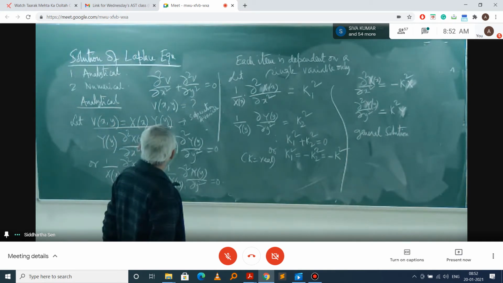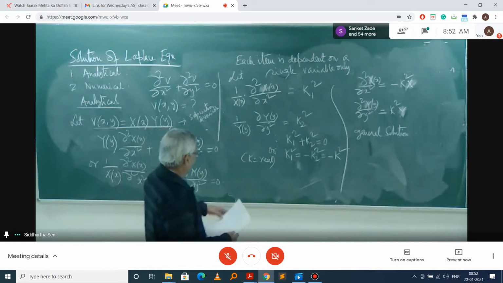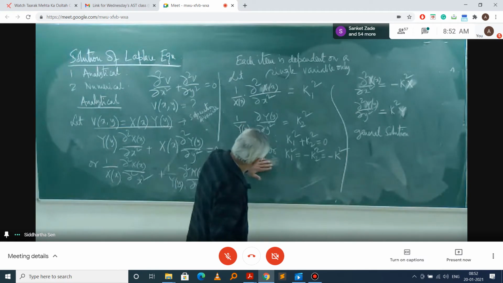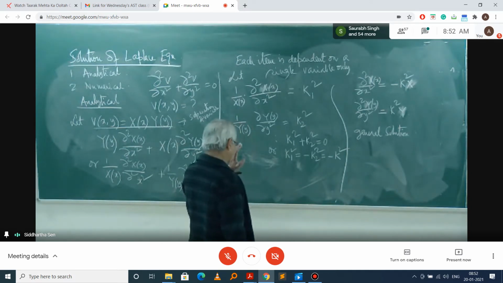Which one? K1 square plus K2 square equal to 0. The only solution if K1 and K2 are real quantities is K1 equal to K2 equal to 0. There is no other solution, unless and until K1, K2 are complex. Your objection is that K1 and K2 could be complex? You are correct. Thank you.